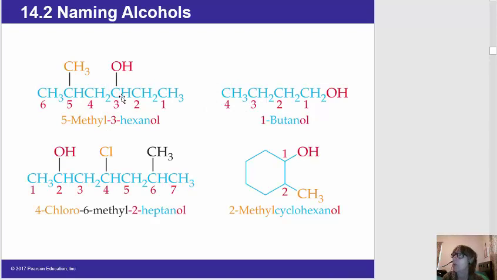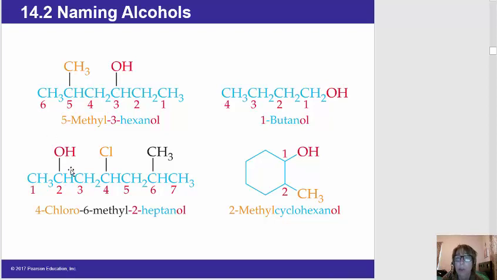In the top left-hand corner, we have 5-methyl-3-hexanol. So the longest carbon chain contains 6, so it's a hexanol. The smallest number we can give the carbon with the hydroxyl is 3, and so that gives the methyl a 5 position. If we look to the right of it, we see 1-butanol. Remember, we've got to give this hydroxyl group the smallest possible number, so this would not be 4-butanol, it would be 1-butanol.